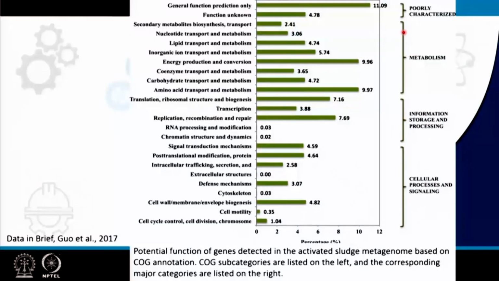Now, within each category or system, like the metabolism category, which is a major category, there are a number of pathways. These pathways are maybe a slightly higher level of pathway, and you can see these are called subsystems. So, within a system or category of metabolism, there are subcategories like secondary metabolism, nucleotide transport and metabolism, lipid transport and metabolism, inorganic ion transport, energy production and conversion, etc.